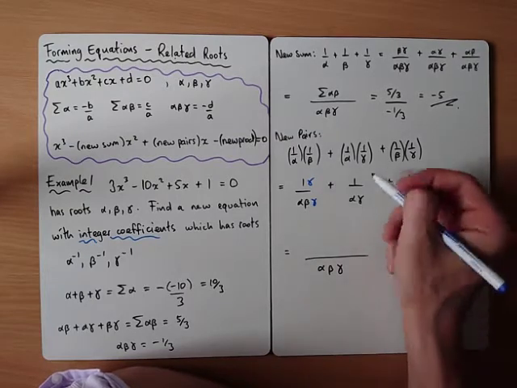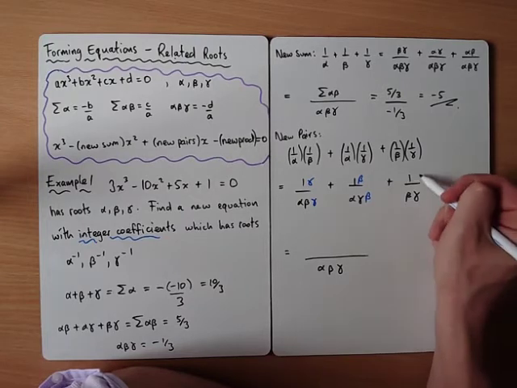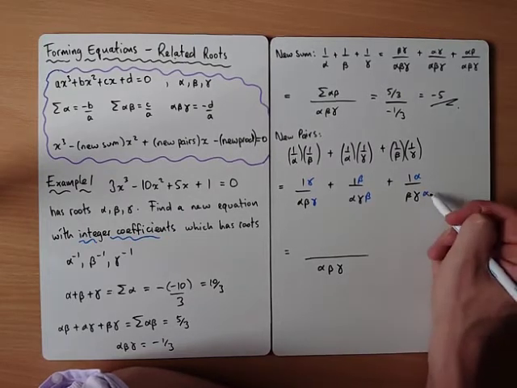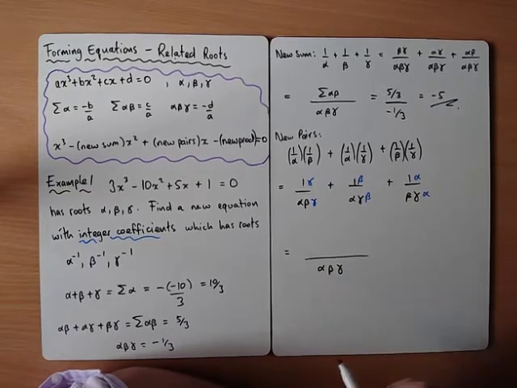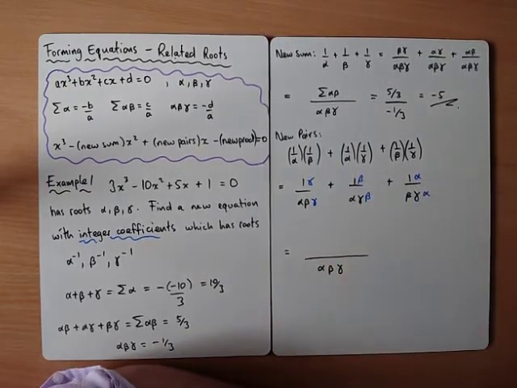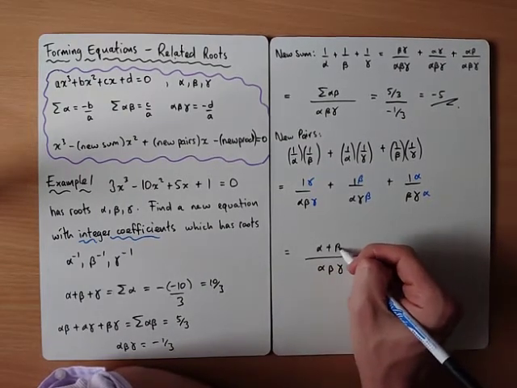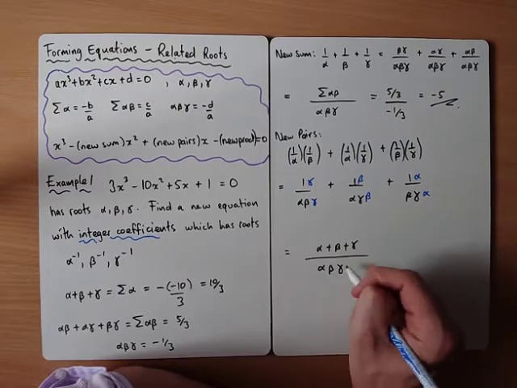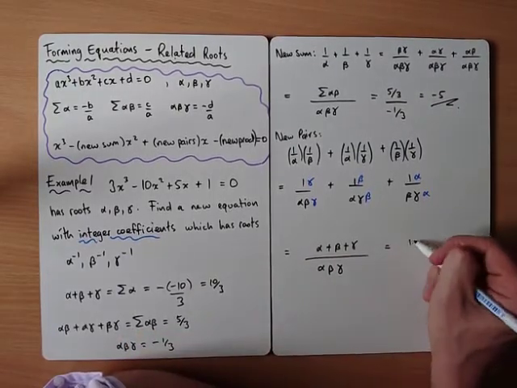For this one, we can multiply the top by beta and the bottom by beta, and this one we can multiply the top by alpha and the bottom by alpha, and then your common denominator that you need is just alpha, beta, gamma. So once we've got this common denominator, we can add the tops, and we get the sum of our roots divided by the product of our roots, and the sum of our roots is 10 over 3.